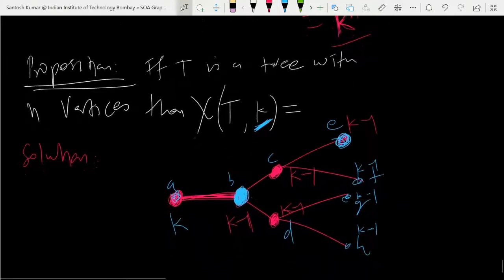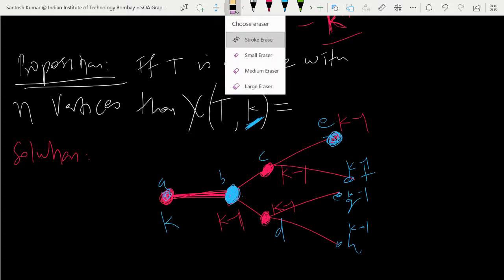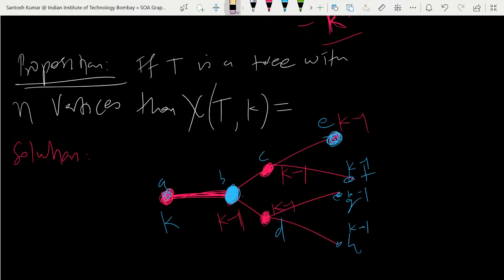So my question to you is: T is a tree with n vertices, and we know that to find the total number of proper colorings we'll use the multiplication rule of counting, which means I multiply all the possibilities at each vertex. So what will be the total number of proper colorings for the tree using k colors, where the tree has n vertices? Sir, k into k minus 1 to the power n minus 1. Yes, correct. So k into (k minus 1) raised to the power n minus 1. That is the result, and now we can prove this result also.